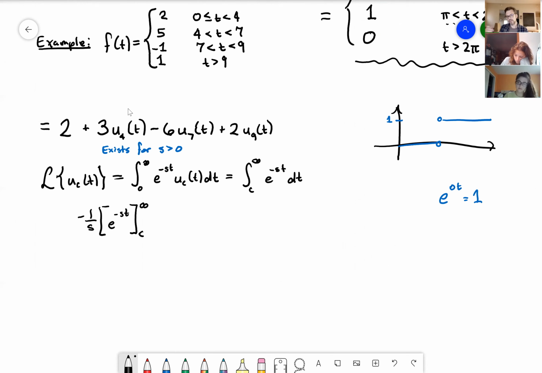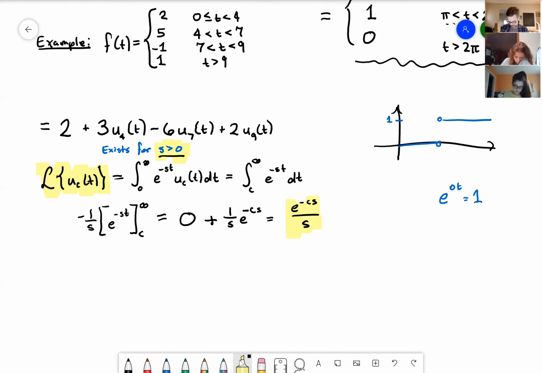Or I'm doing this kind of lazy thing where I'm not writing out the limits. Really, I want to know what e to the minus s a is as a goes towards infinity. But if we know s is greater than 0, which we do already know because that's where we're saying the thing exists, then as t increases, we have an exponential decay. So this thing goes towards 0 at infinity. So it's 0 minus what I get when I plug in c, which is negative 1 over s. So it's positive 1 over s e to the minus cs, which is just e to the minus cs over s.